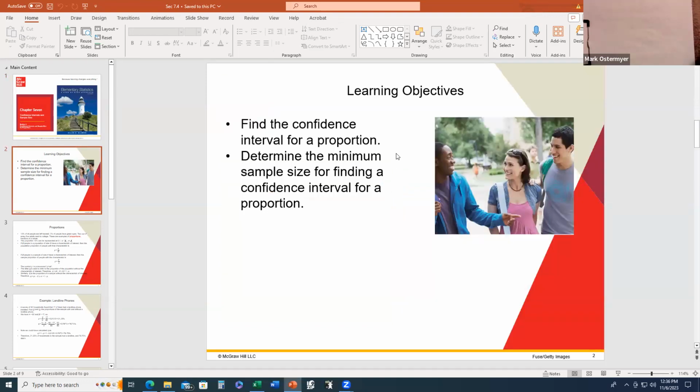All right, so when we get down to section 7.4, hopefully we will be able to construct a confidence interval for a population proportion and also determine the minimum sample size for finding a confidence interval for a proportion.